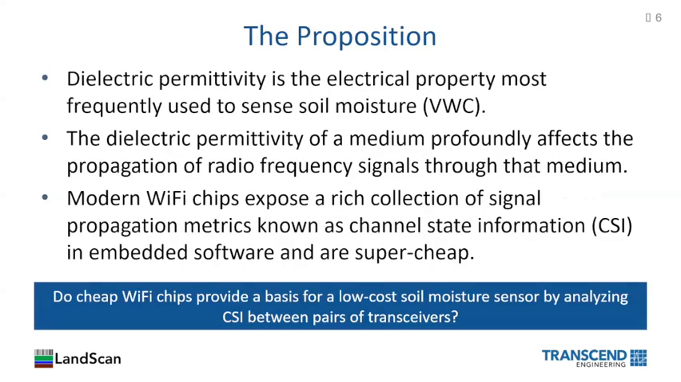So our proposition is that dielectric permittivity is the property we're interested in. It also affects the transmission of radio frequency signals, as we know from TDR, although those are on a transmission line. It does it in open field too. And these modern Wi-Fi chips have come so far. For $3, you can get an ARM processor with a 5 gigahertz transceiver on it, and in the embedded silicon, it is collecting signal information constantly in order to support these multi-antenna systems you see on routers.